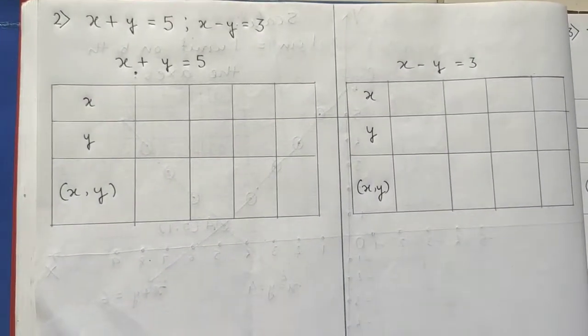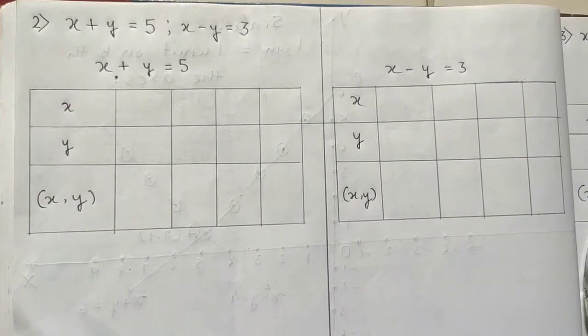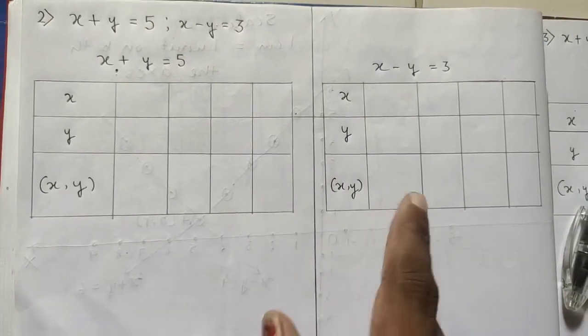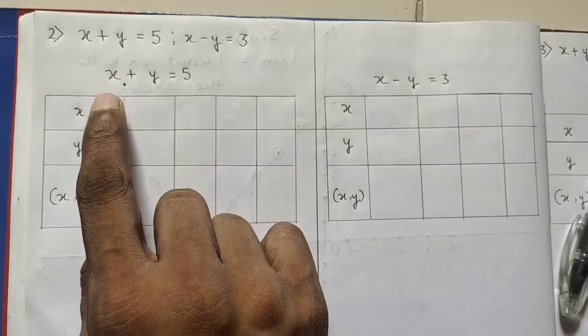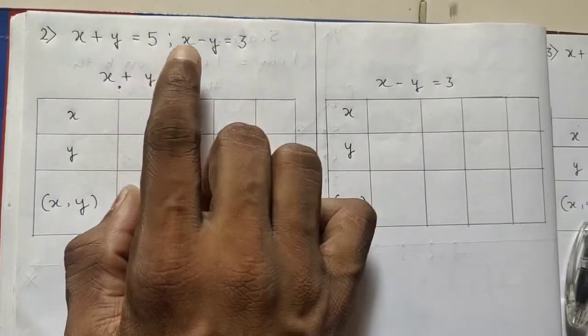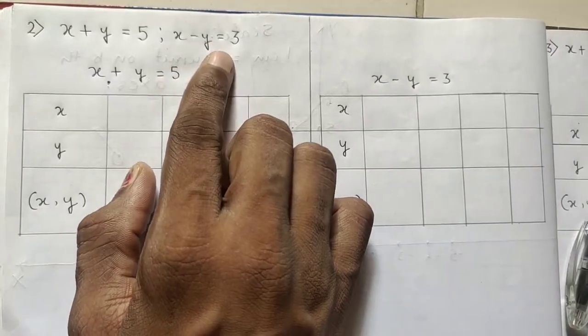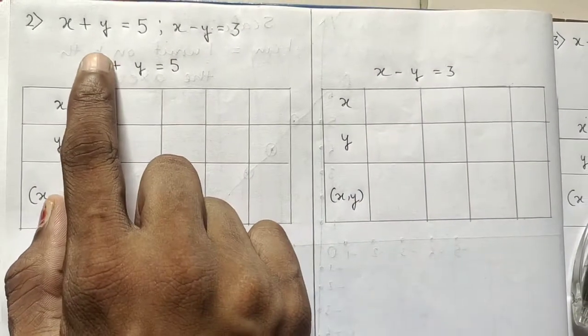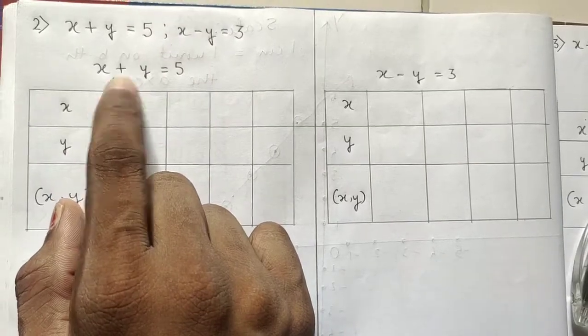Let us see the second question of practice set 1.2. Already I have written the question and also I have made the table for that. Let us see the question. Your question is x plus y equal to 5, x minus y equal to 3. Now you need to solve these two equations simultaneously by using the graphical method.